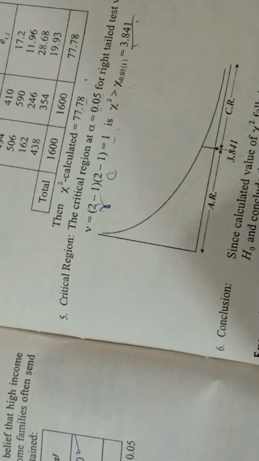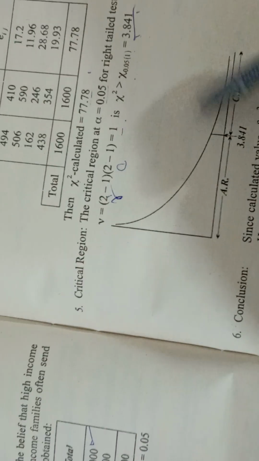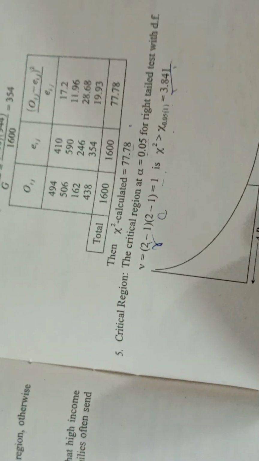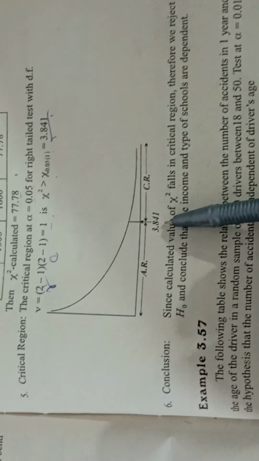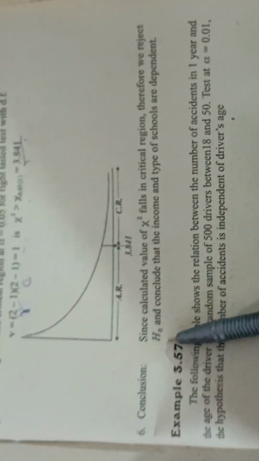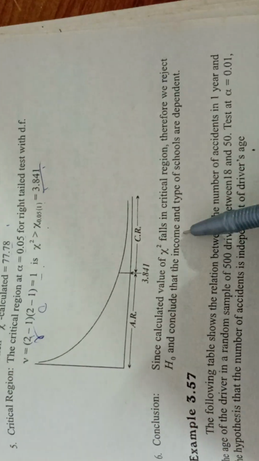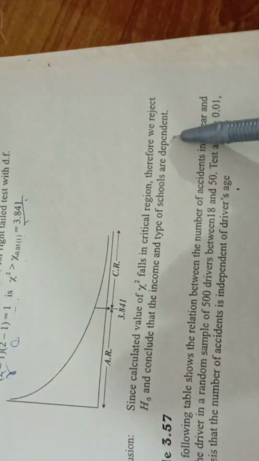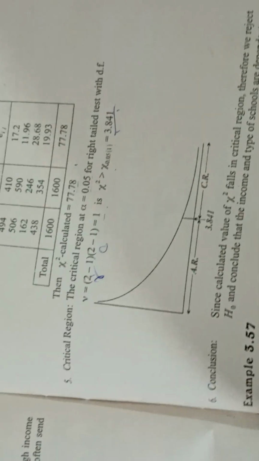Now you have to see whether this value falls in the accepted region or the critical region. So conclusion: since the calculated value of chi-square falls in the critical region, therefore we reject H0 and conclude that income and type of schools are dependent. I hope you understand that concept with the example. Thanks for watching.